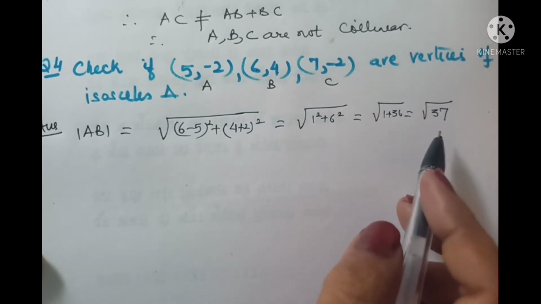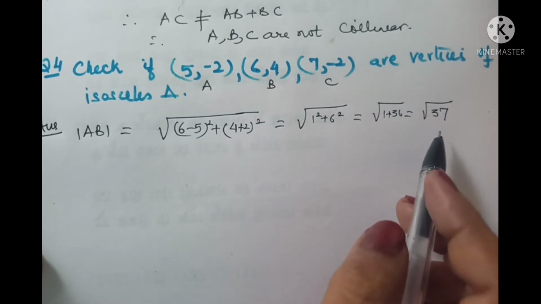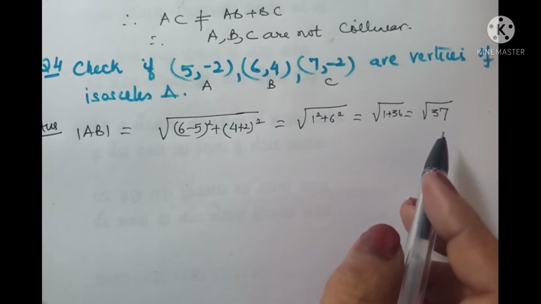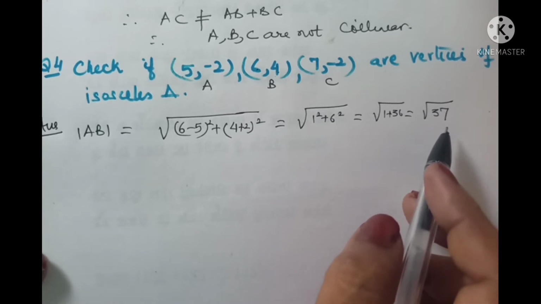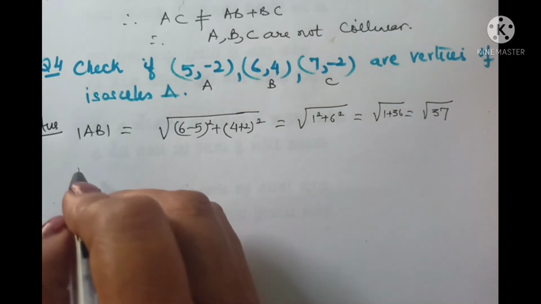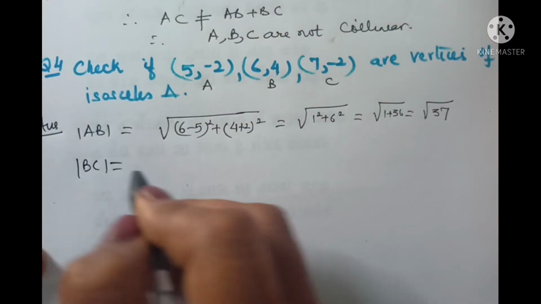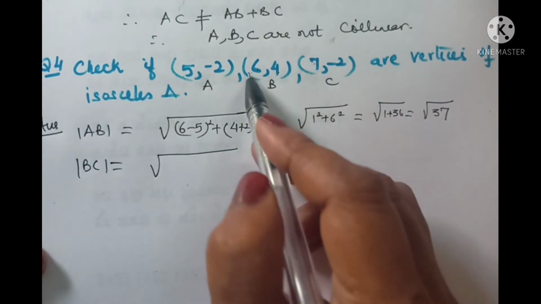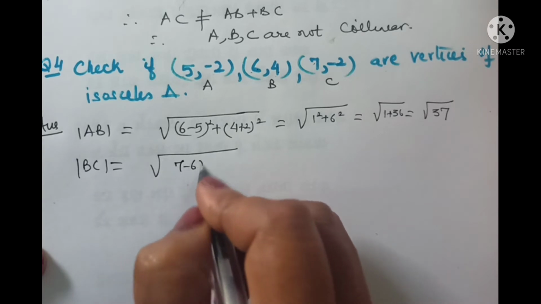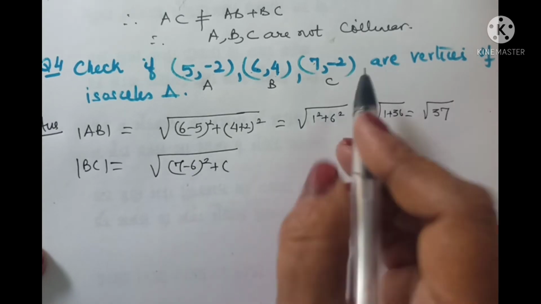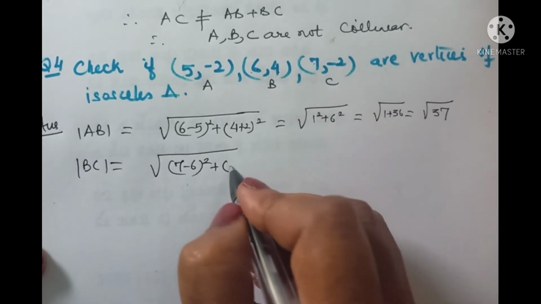There is no need to bring it to decimal points. In some books they have given it in the form of decimals, but it is not required. Let us find out BC. Square root of 7 minus 6 square plus minus 2 minus 4.